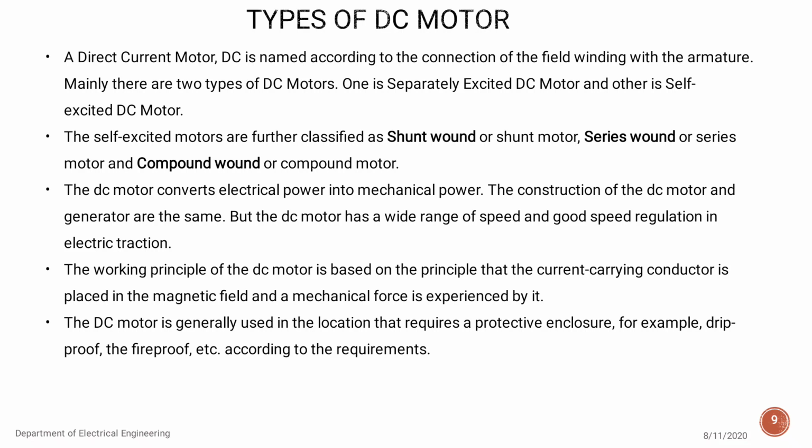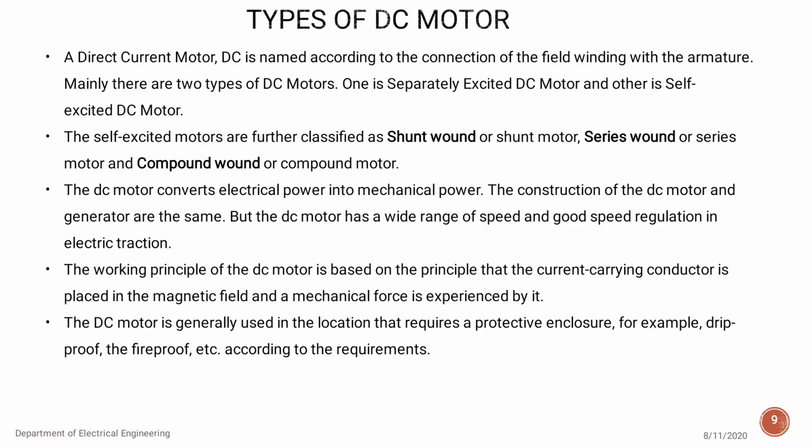Again the same two types are there, but we know that self-excited DC generators were classified into three types, that is series, shunt and compound. Similarly, the self-excited DC motor is also classified into three types, that is a shunt motor, series motor and a compound motor.